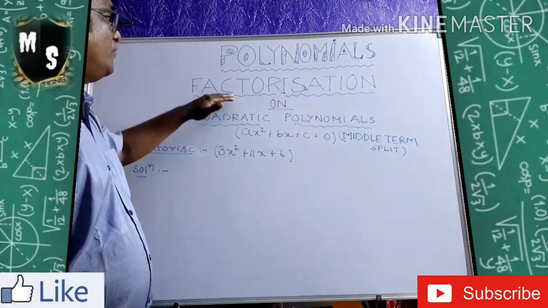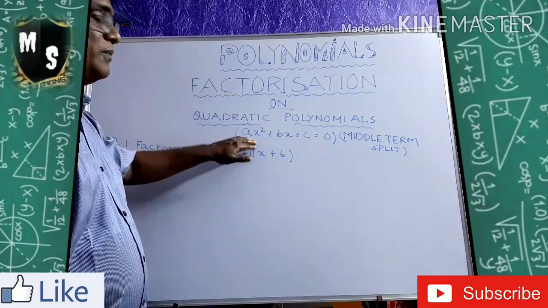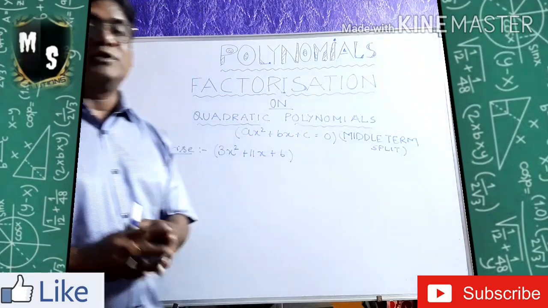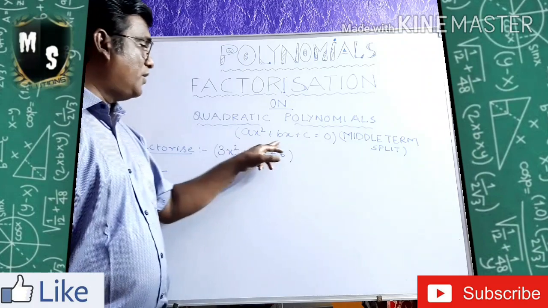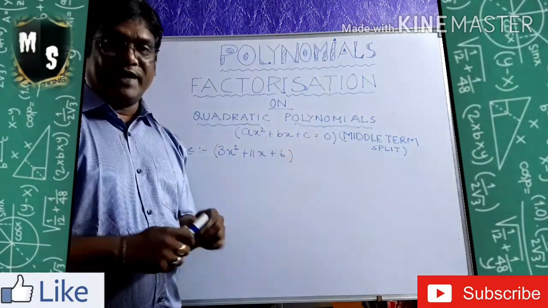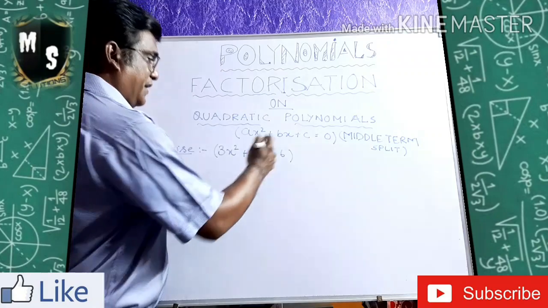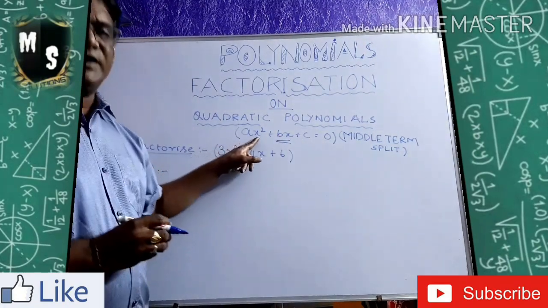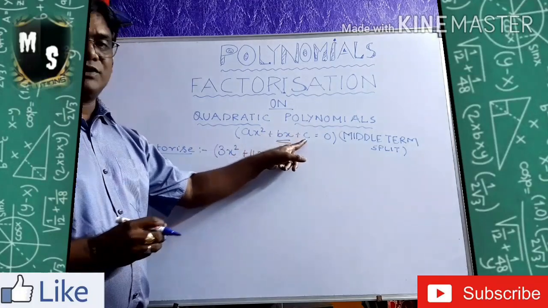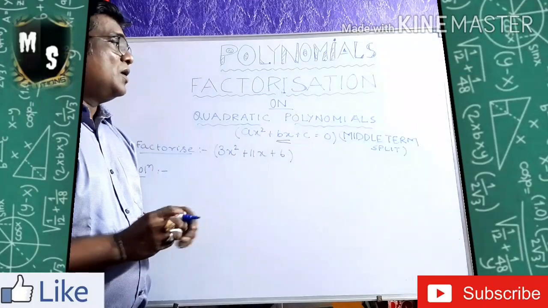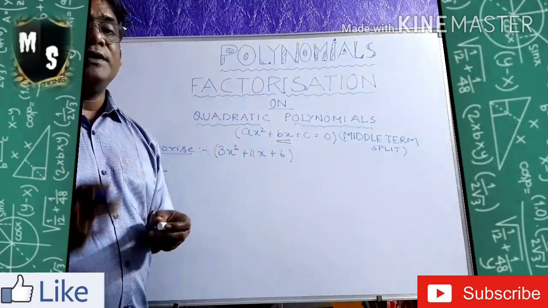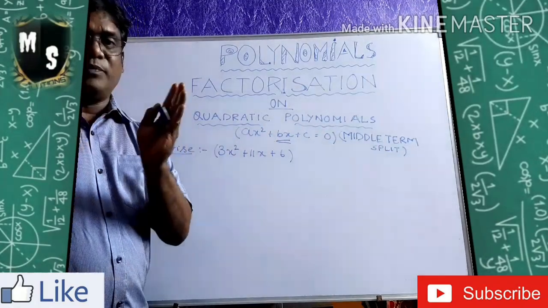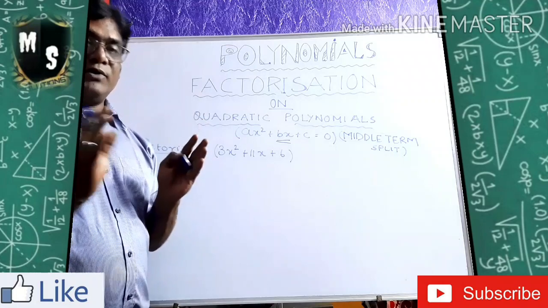Now we are going to factorize this quadratic polynomial using the middle term splitting method. So what is the middle term? The middle term is the bx. And what is a? a is the coefficient of x square and c is a constant, a pure number. So I want to factorize it by middle term splitting. The middle term is bx. We are going to split the bx into two parts, and after that we are going to factorize it.